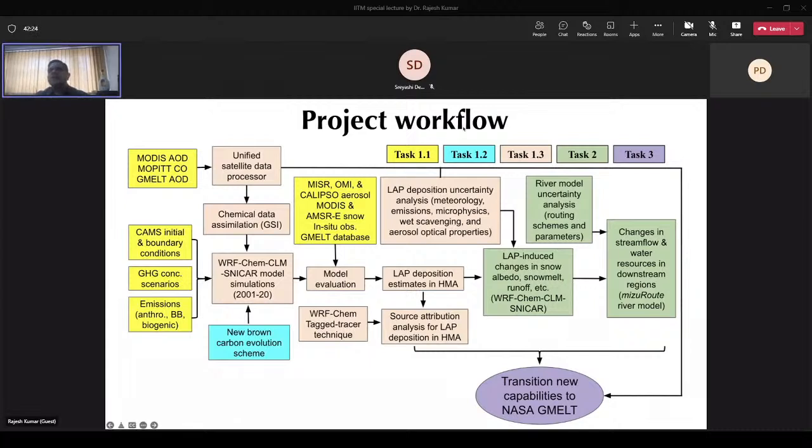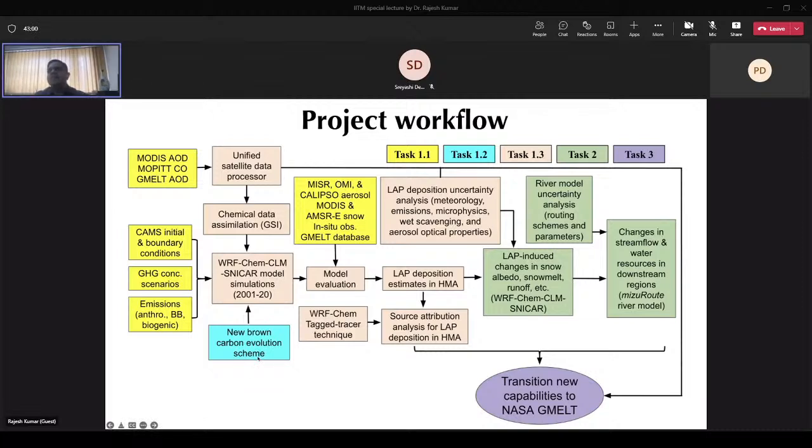That includes both the satellite observations as well as in situ observations. Now, the second task was to implement a new brown carbon evolution scheme within the WRF-Chem model, because we know that the biofuel and biomass burning emissions dominate in Asia, and brown carbon is thought to be an important component of biofuel and biomass burning emissions. So if we want to improve our understanding of how aerosols affect the glaciers in high mountain Asia, it is important to include brown carbon aerosols. So that is included as a separate subtask.